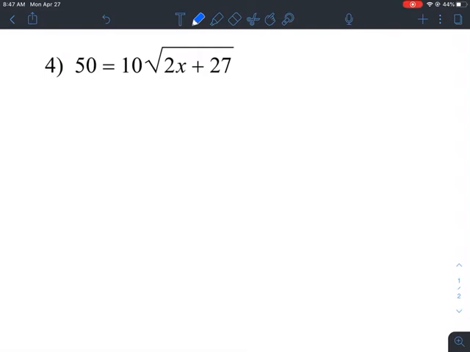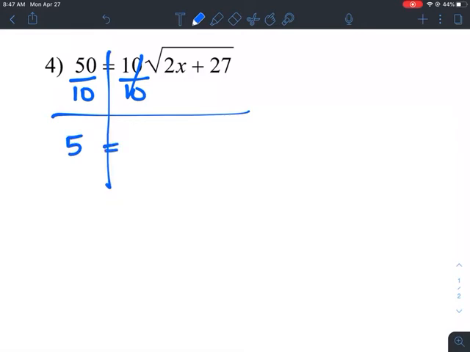So to get rid of the 10, I have to actually divide both sides by 10. So remember, when they're touching, divide. I don't know why whenever I teach stuff like this, I say it a million times and it always confuses people. But if they're touching, divide. And 50 divided by 10 is 5. So now I have an isolated radical.